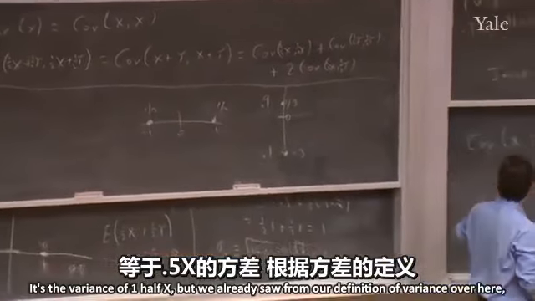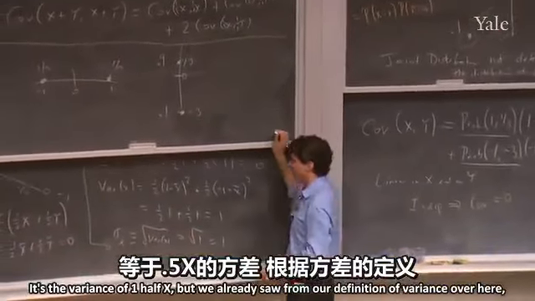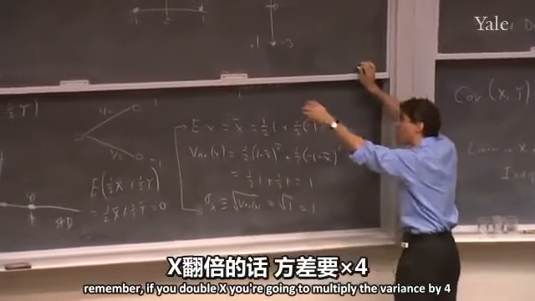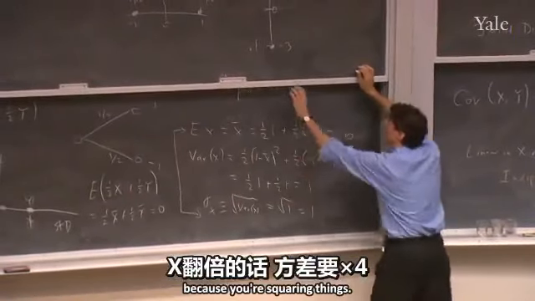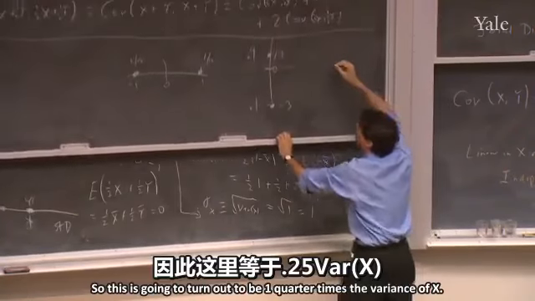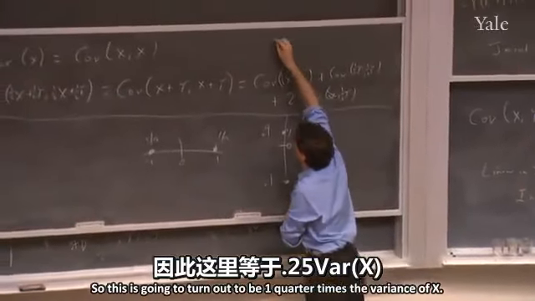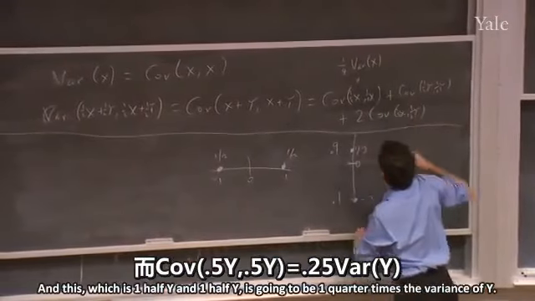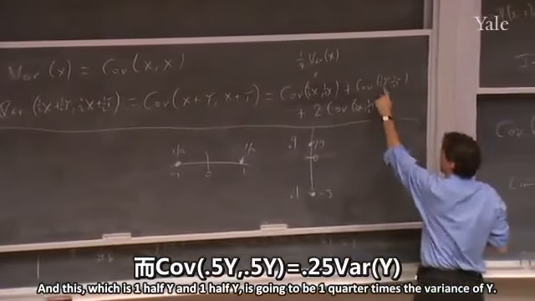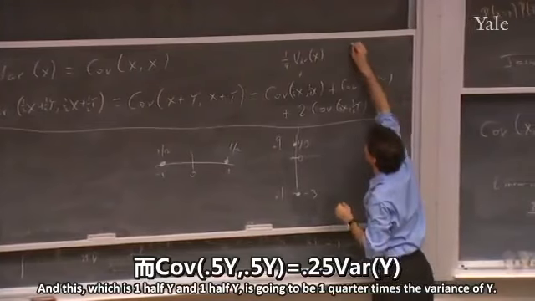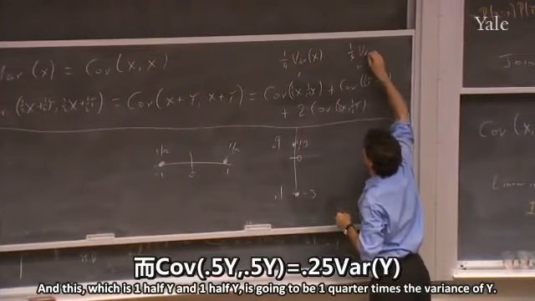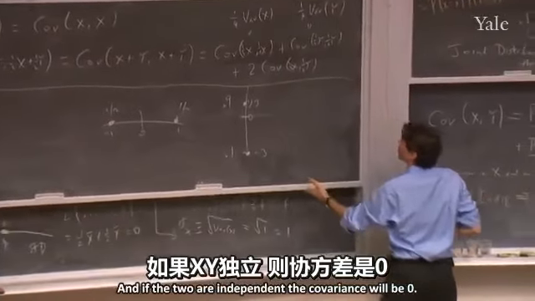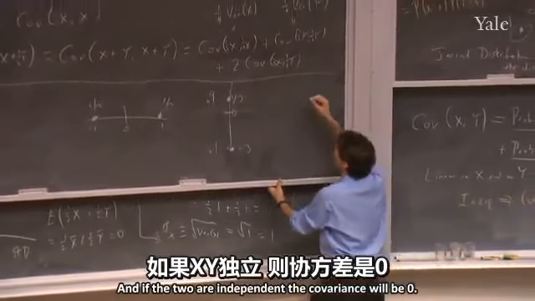But we already saw from our definition of variance over here, remember, if you double x, you're going to multiply the variance by 4 because you're squaring things. Okay, so this is going to turn out to be a quarter times the variance of x. And this, which is a half y and a half y, is going to be a quarter times the variance of y. And if the two are independent, the covariance will be 0.